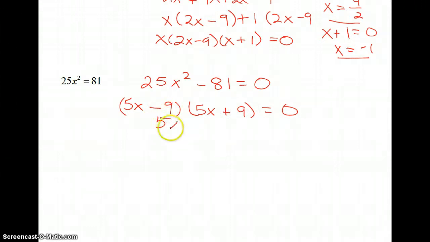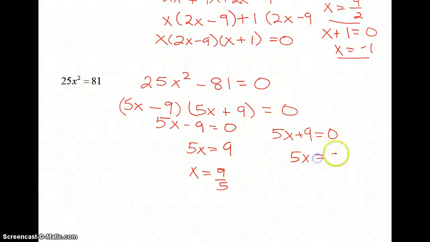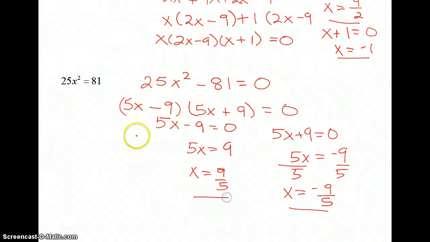Then I set them equal to 0. So 5x minus 9 equals 0. So 5x equals 9. So x is 9 fifths. And then 5x plus 9 equals 0. So I get 5x equals negative 9. Divide by 5. So x equals negative 9 fifths. And again, we have 2 answers this time because it's degree 2. So generally that means we're going to have more than 1 answer. So factoring is just one way that we can solve these types of equations.